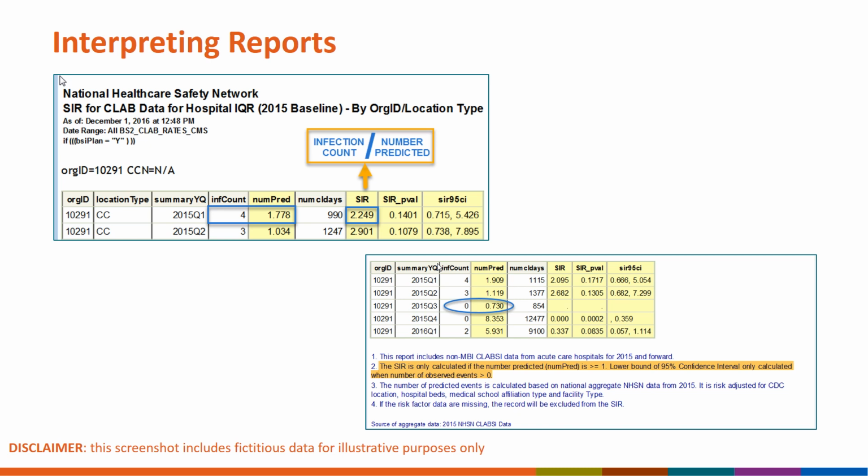In the second table, we notice that in the third quarter of 2015, we do not have a calculated SIR value. This is because the SIR is only calculated when the number of predicted infections is greater than or equal to 1. Please make it a practice to pay close attention to the footnotes whenever you run any reports, because they contain useful background information about the data contained in the report.